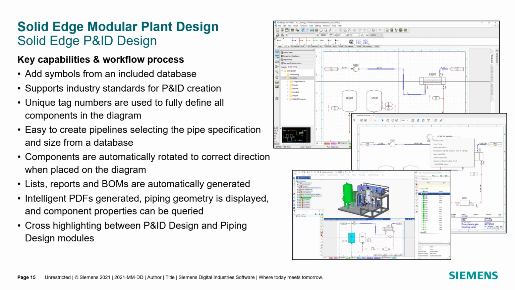Here are some of the key capabilities of Solid Edge P&ID design, such as support for industry and company standards, automated lists, reports and bill of materials that are accurate, fast to generate and professionally presented. Bidirectional cross-highlighting between the P&ID and the digital twin allows for the fast identification of items within the design, say for a design review with your customers.